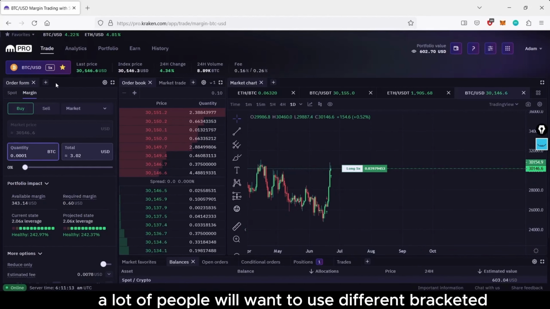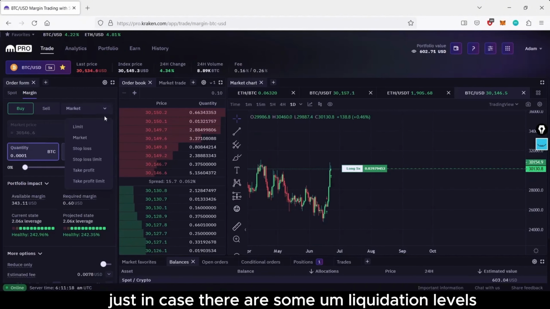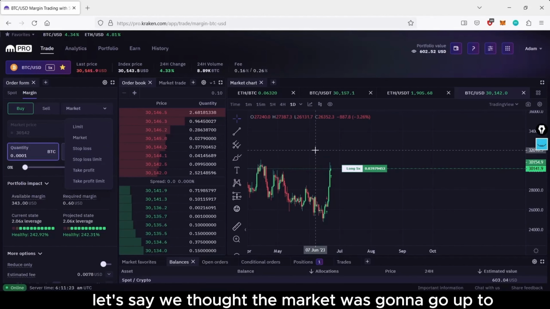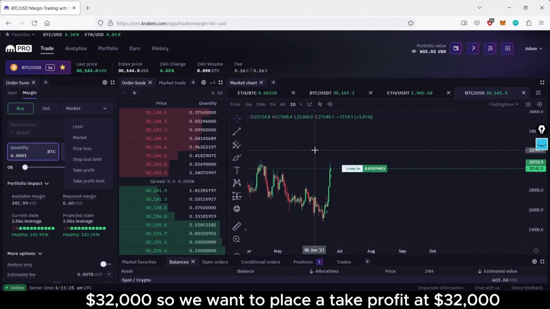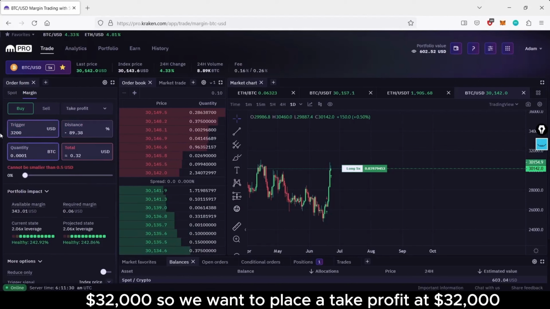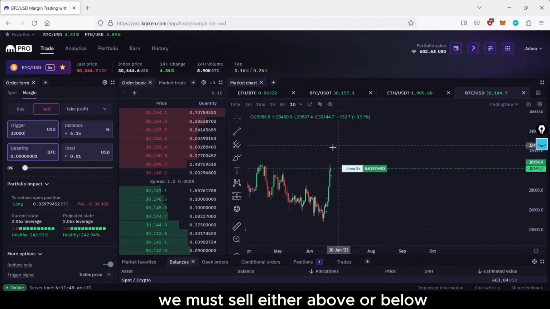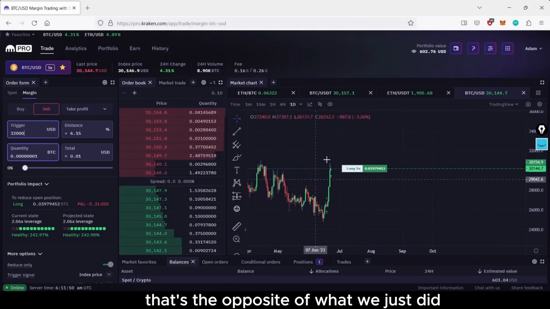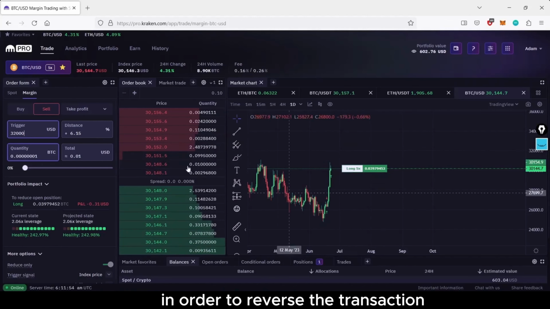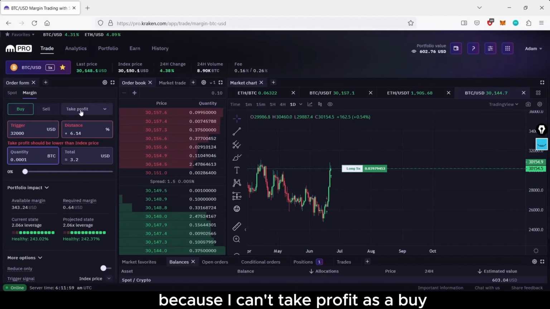However, a lot of people will want to use different bracketed order types in order to control this, just in case there are some liquidation levels. Let's say we thought the market was going to go up to $32,000. So we want to place a take profit at $32,000. We've opened up a buy position. So in order to close a position that we've bought, we must sell, either above or below. That's the opposite of what we just did, in order to reverse the transaction. That's the reason why this wasn't working before, because I can't take profit as a buy.